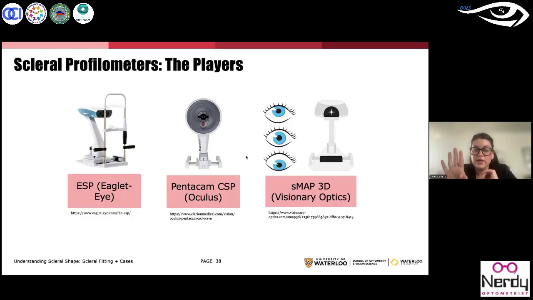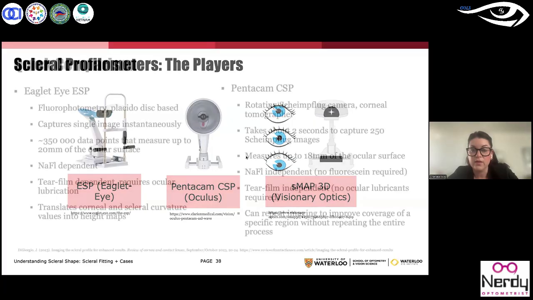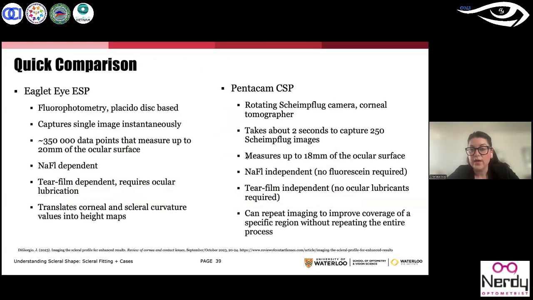I'm not really going to spend any time talking about the SMAP 3D. I know a lot of people that use it, but I have not worked with it simply because we cannot get these lenses shipped into Canada currently. So I only have experience with the Eaglet and the Pentacam CSP. Just a quick comparison here between the two that I've worked with.